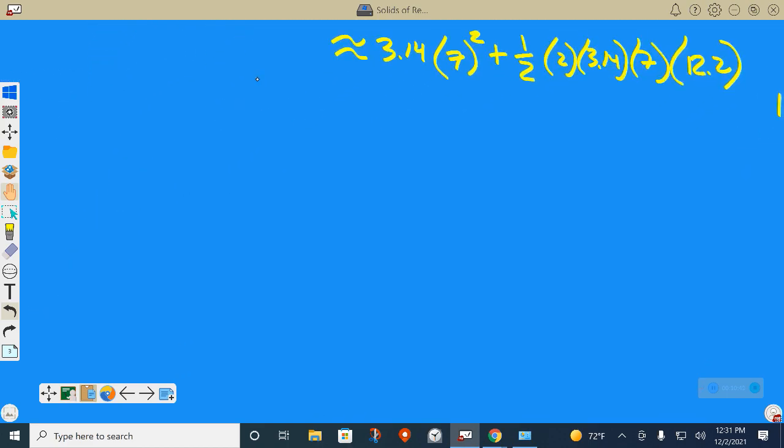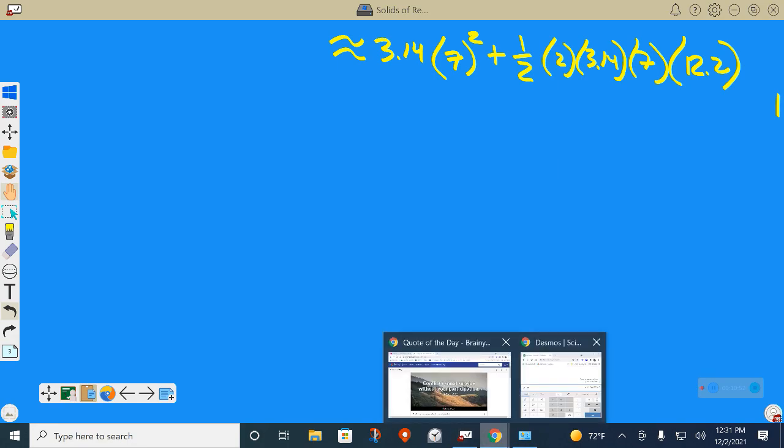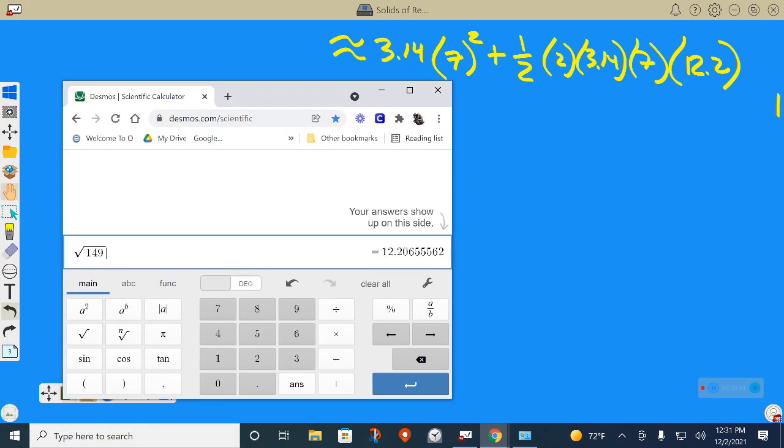Calculator time. I'm gonna put it all in the calculator in one shot. Look at this monstrosity. 7 squared. Plus 1/2. I'll put 0.5 for 1/2. Times 2. Times 3.14. Times 7 times 12.2. Easy stuff. Light work. I'm telling you. 422.02 to the nearest hundredth.